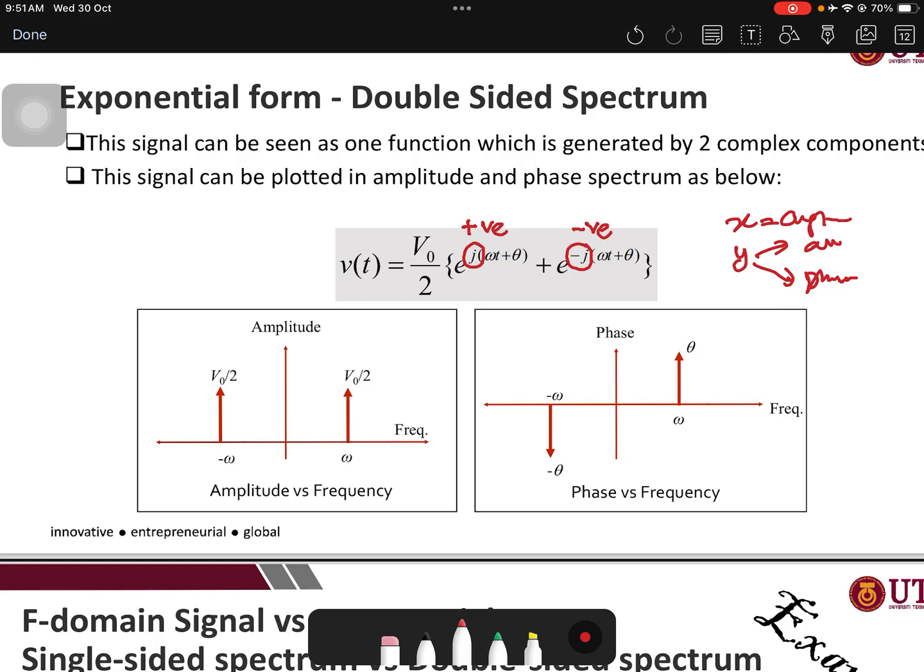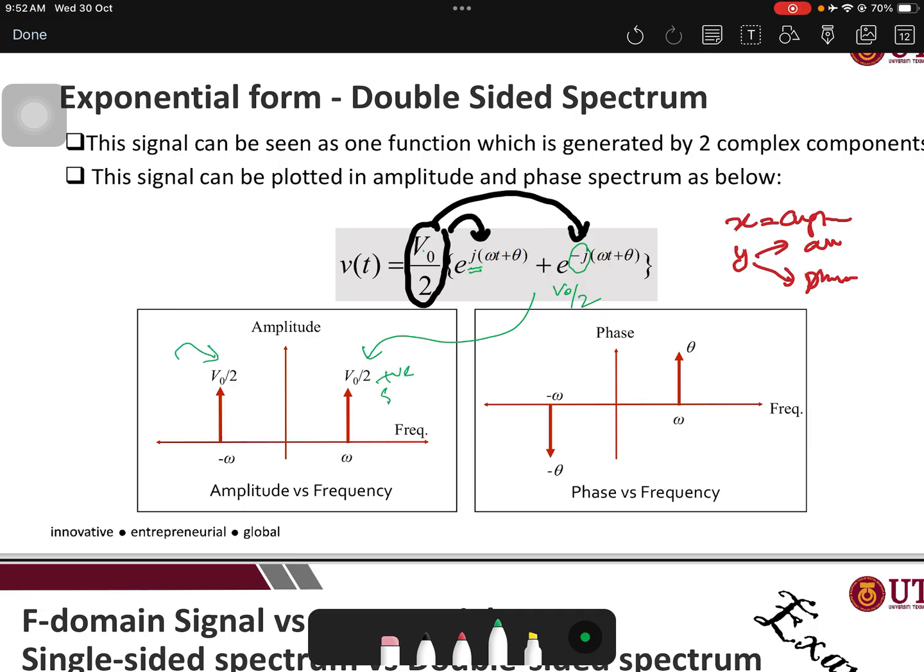Now let's take a look at how actually to draw this one. For the amplitude, we know that at the positive side, because you can expand this one, your amplitude is V0 over 2. For the negative side, your amplitude is also V0 over 2. So for the positive side it is V0 over 2, and the same goes for the negative side, the negative angular frequency. This one is negative, because when you multiply, you become negative omega t.